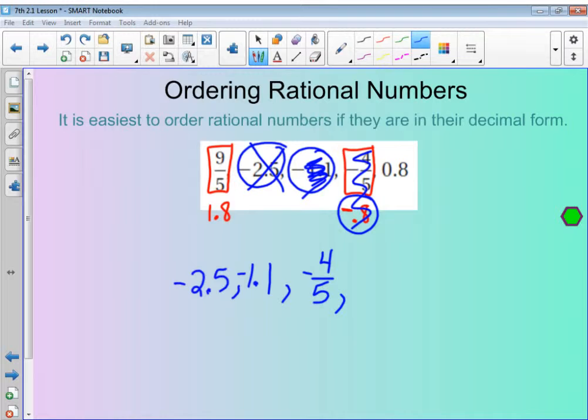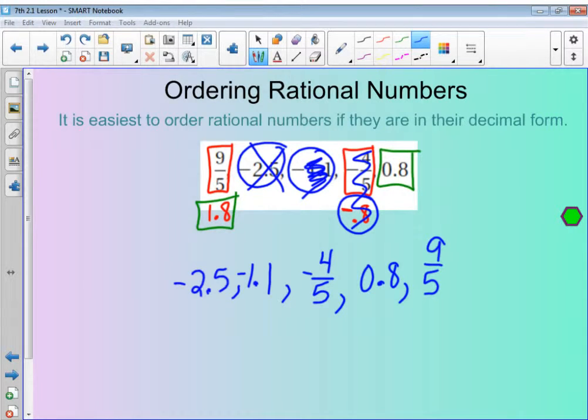I'm now left with 0.8 and 1.8. Now these are positive numbers. So now I'm going to go ahead and work off of those positive numbers. So what would be my smallest of those two numbers? Well, it would be 0.8. And then lastly, it would be 1.8, which was originally 9/5. Okay, so that's working with ordering rational numbers.